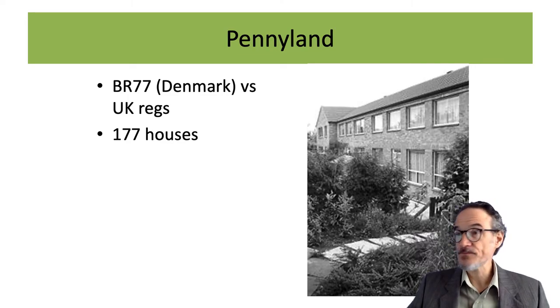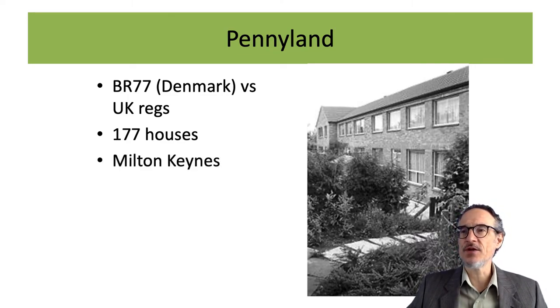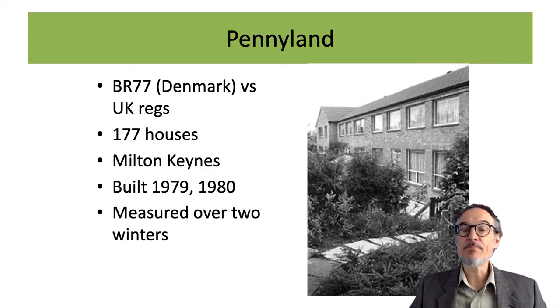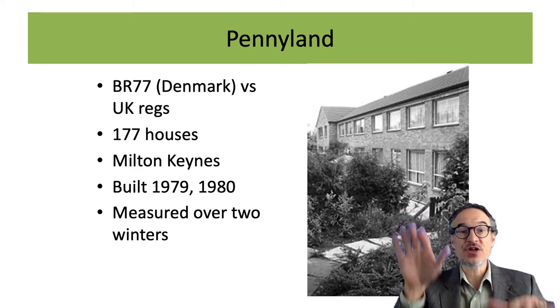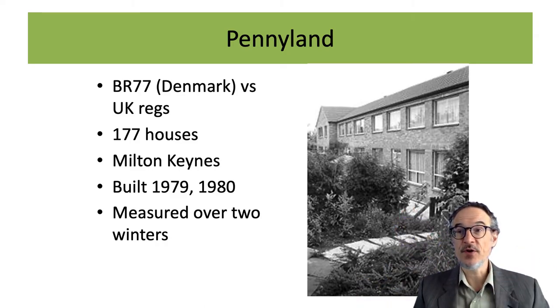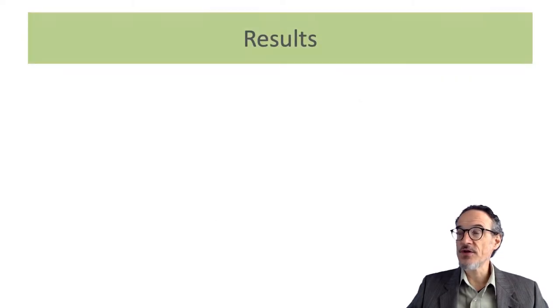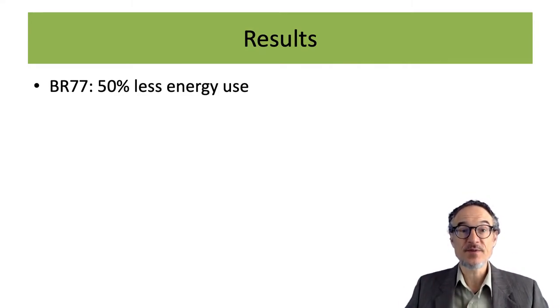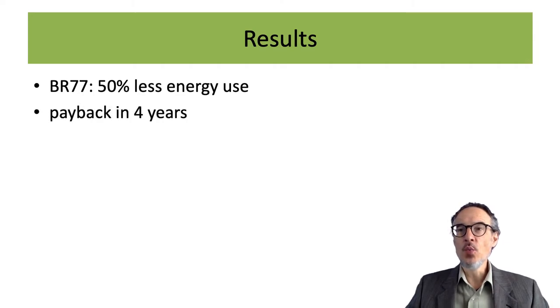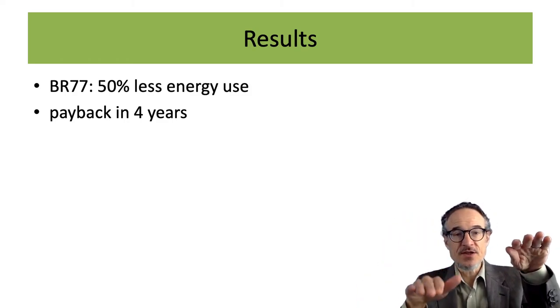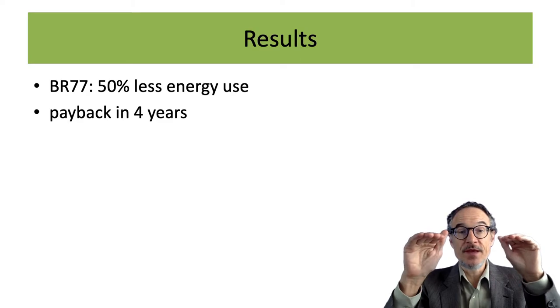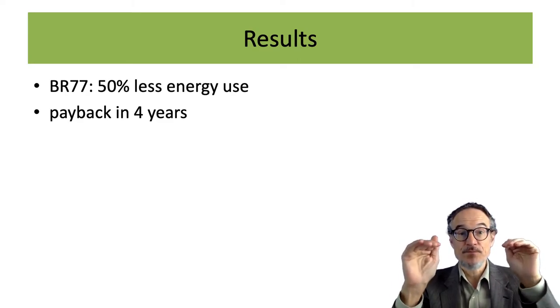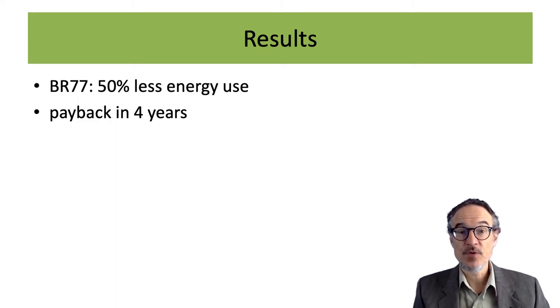This was in Milton Keynes, in the south of England, and they measured over 2 years how much energy these two different groups of buildings used. They found that the BR77 buildings, the Danish standards, used 50% less energy, which meant they were more expensive to make, but they used less energy. And after 4 years, the energy use was paid back. So the saving from less energy bills made up for the cost of the building, which is quite good.